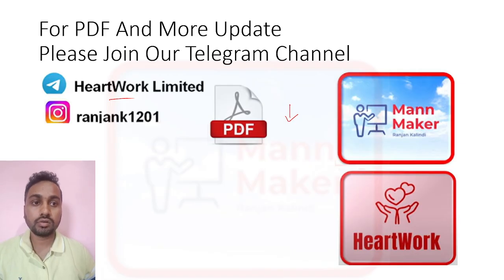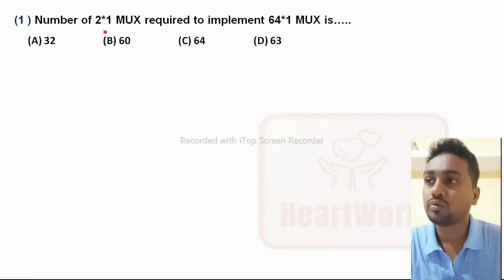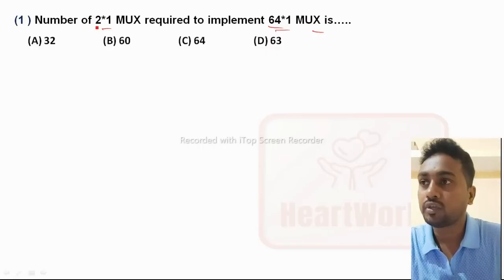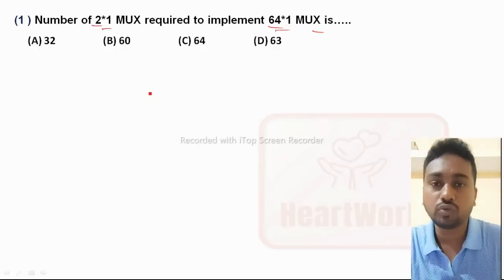Okay, so we'll start. The number of 2 into 1 mux required to implement a 64 into 1 mux. Mux means multiplexer, and the question comes from digital. So how to find this one? See the inputs, 64 into 1 and 2 into 1. Using 2 into 1 mux we have to implement 64 into 1 mux.